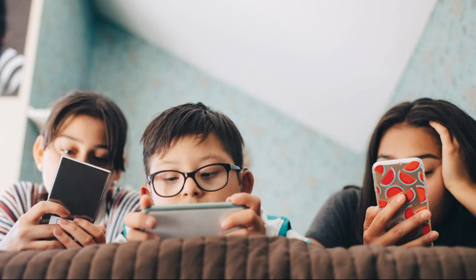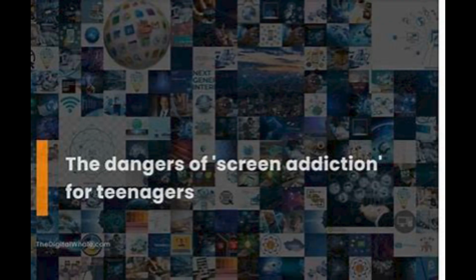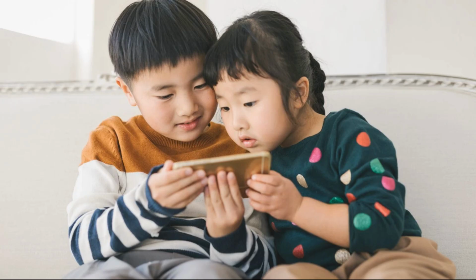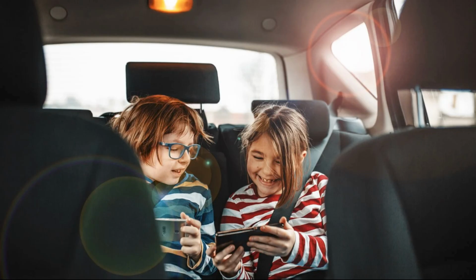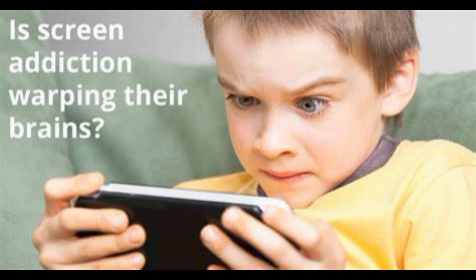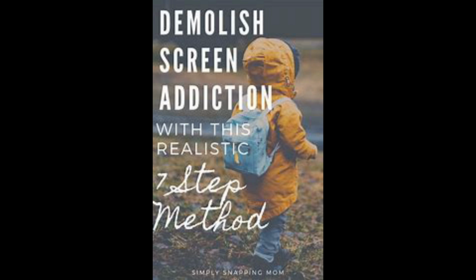Excessive screen time can lead to various health implications for both children and adults. Common consequences include: number one, physical health issues. Increased screen time is associated with a sedentary lifestyle, leading to obesity, poor posture, and musculoskeletal problems. Number two, mental health concerns. High screen usage can contribute to anxiety, depression, and decreased social interaction, particularly in children and adolescents.